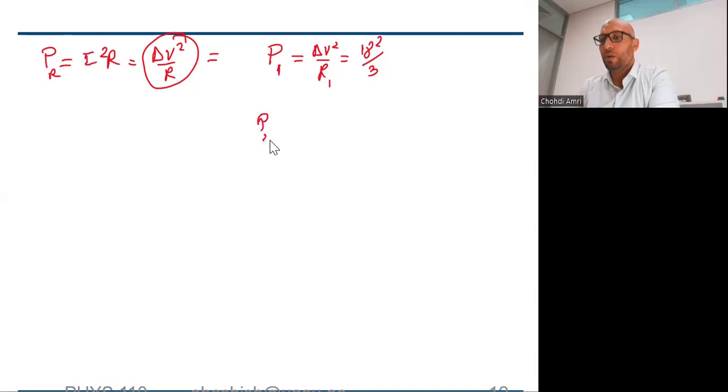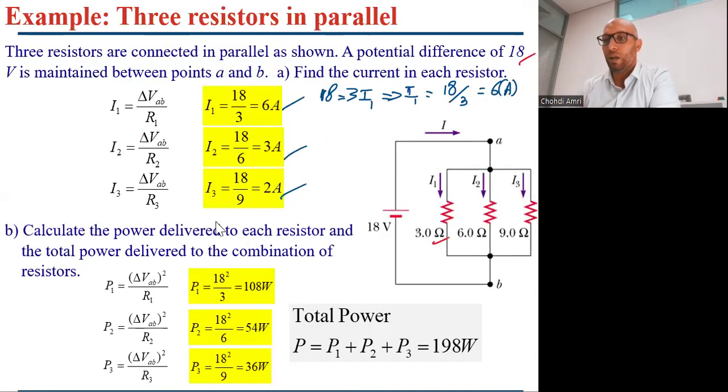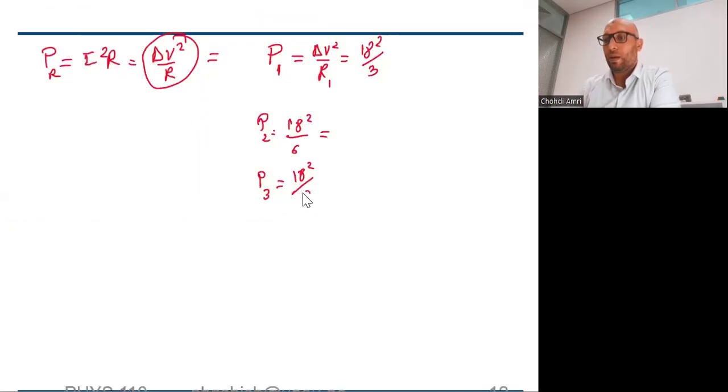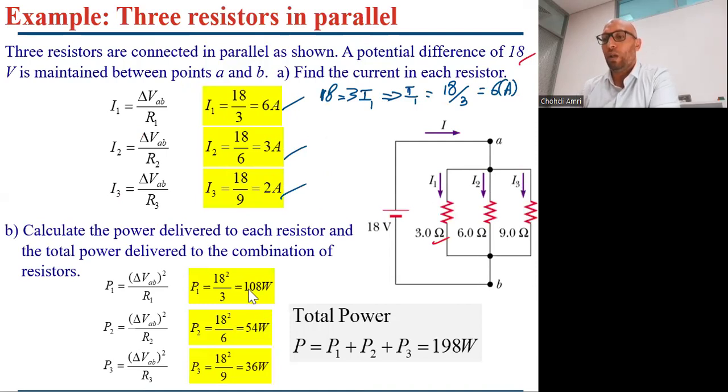The same for P2 will be delta V, because all of them have the same potential difference as they are connected in parallel. So it will be 18 squared divided by 6. And P3 will be 18 squared divided by how much? Divided by 9 ohm. And we're going to get the power 108 for the first one, 54 for the second resistor, and 36 for the third resistor.